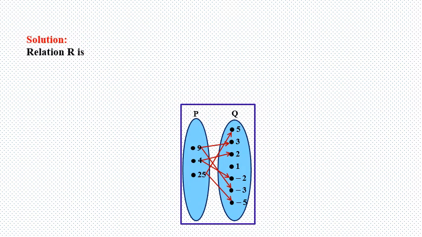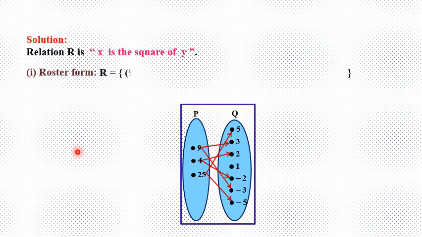Solution for this. R is a relation: x is the square of y. Means the first entry is the square of the second entry. Okay. In class I have shown the first entry is a square in the second one, but here it's a reverse problem I have taken.